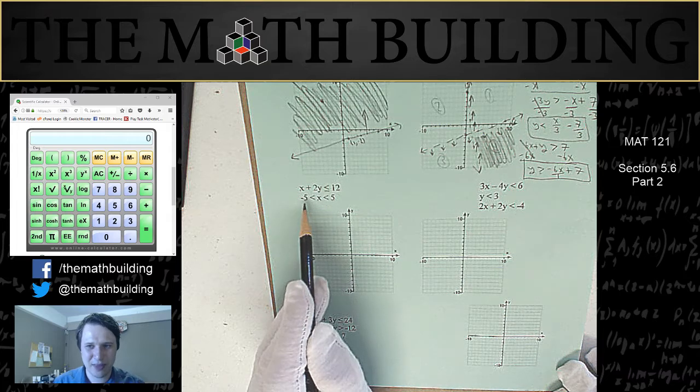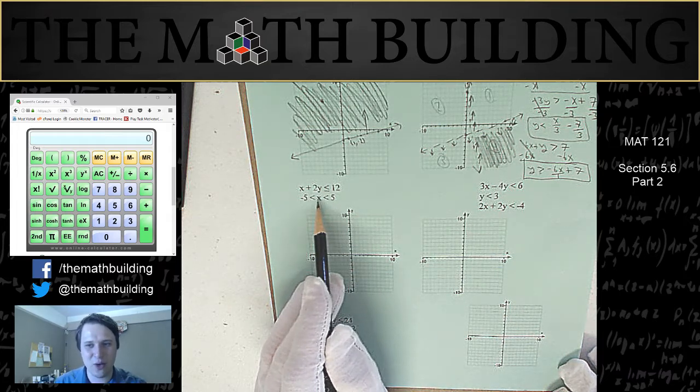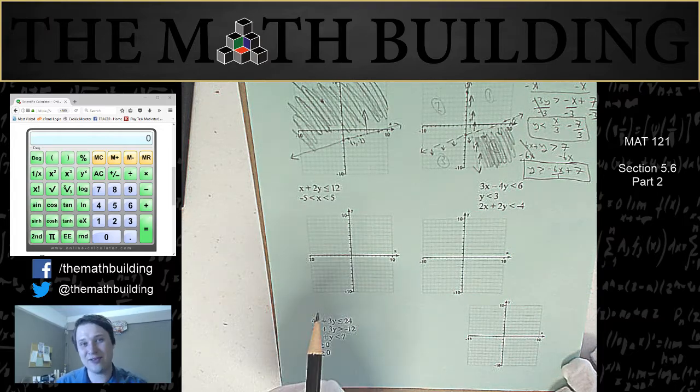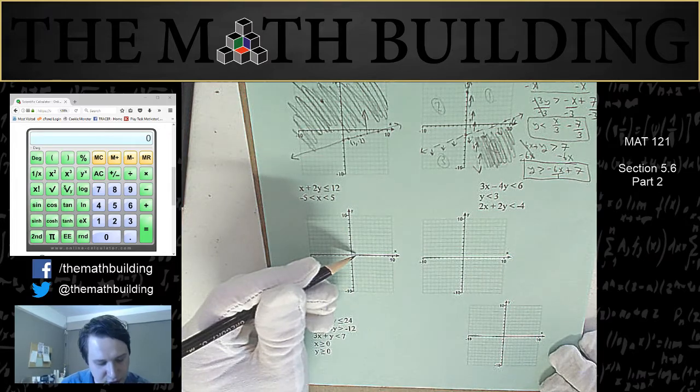This next example is a little bit different than the ones we've done before. Check this out. X is between -5 and 5. That means the only possible solutions, at least for X, have to be in between -5 and 5. So here's what that looks like on a graph.